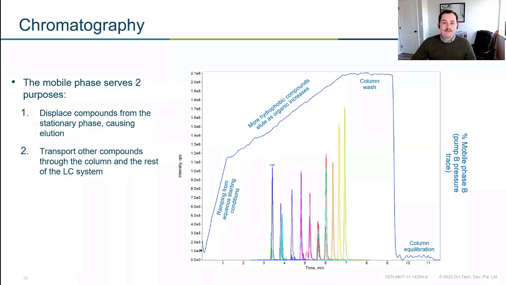And in blue, we have our pressure trace. So our pump B pressure trace. And if you remember from the earlier slide, that would be our organic pressure trace. And the reason I show pressure trace instead of just percentage is because our pressure for pump B is directly related to the percent B. So as we see the pressure increase, we're introducing a higher amount of organic into our system.